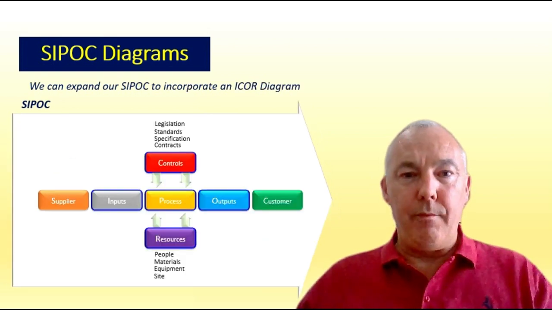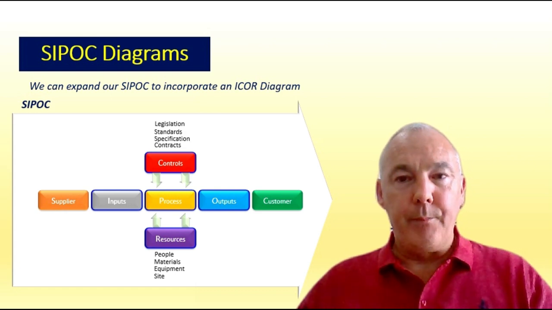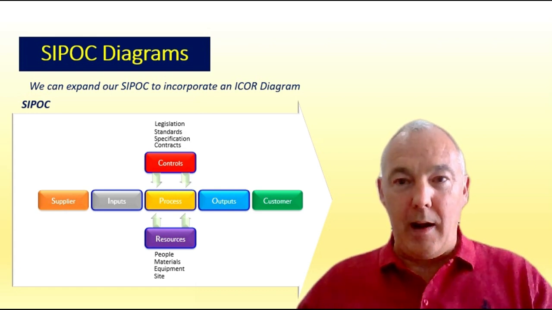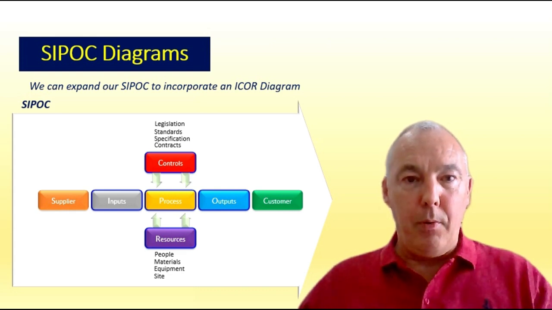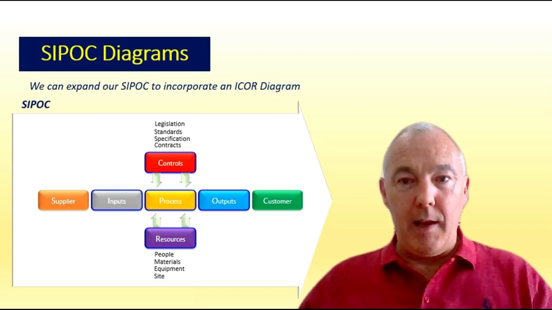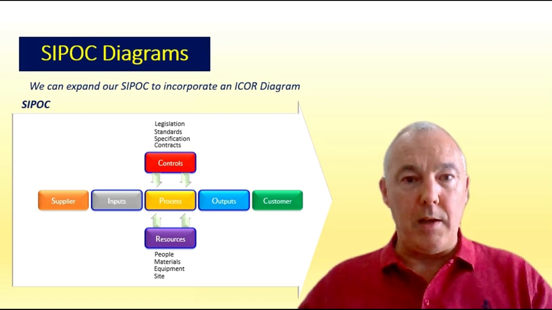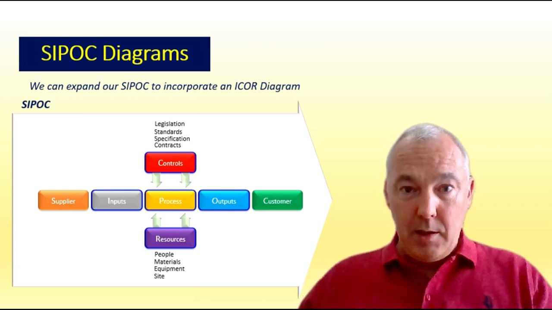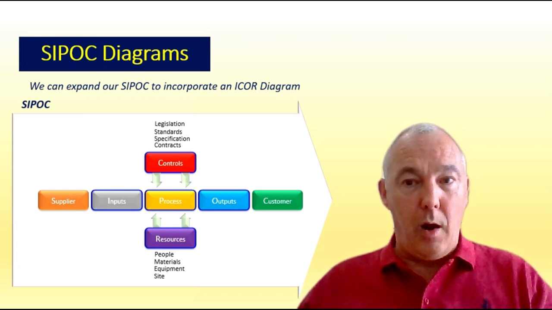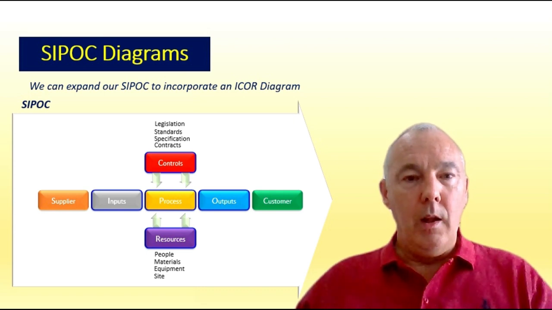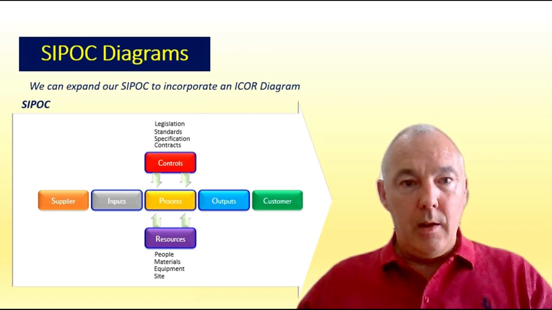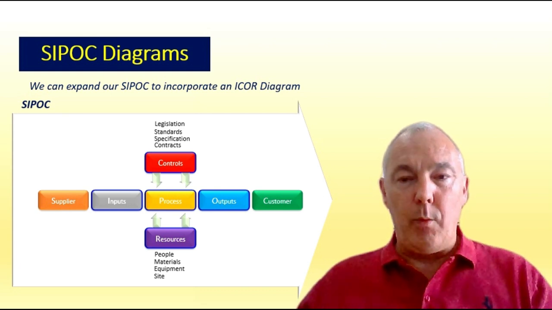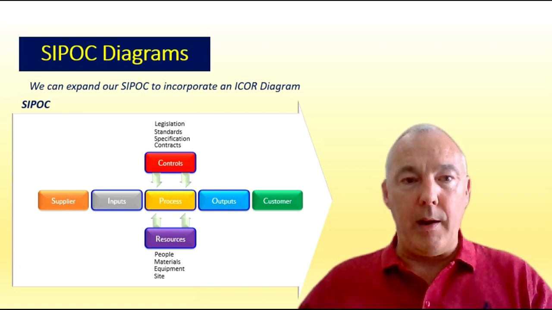Another tool in a similar vein to the SIPOC is the ICOR diagram. Again, ICOR is yet another acronym, this time standing for Inputs, Controls, Outputs and Resources. And these are generally illustrated around the four faces of the process box. And as you can clearly see, three of those five boxes are already common with our SIPOC diagram. With this methodology, rather than extending out up and down the supply chain, we're doing the same thing but out sideways to explore more of the context in which the process itself is having to operate.